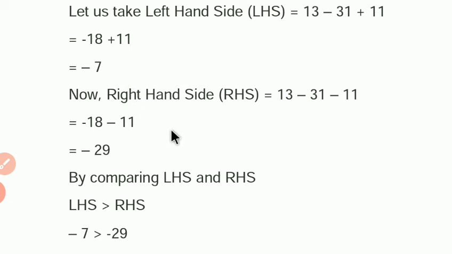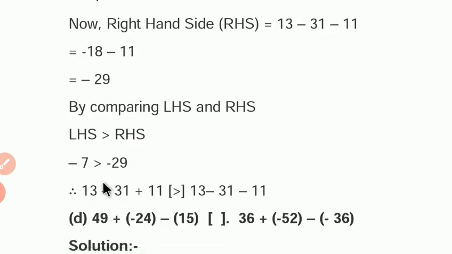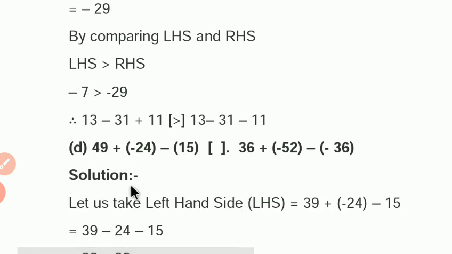Now we got the value of LHS and RHS. Now we'll compare. So LHS is minus 7 and RHS is minus 29. And we know that among negative numbers, the number with the smaller magnitude is greater. So minus 7 is greater than minus 29, or we can say that the value of LHS is greater than RHS. So 13 minus 31 plus 11 is greater than 13 minus 31 minus 11.